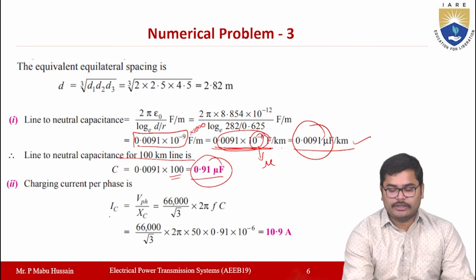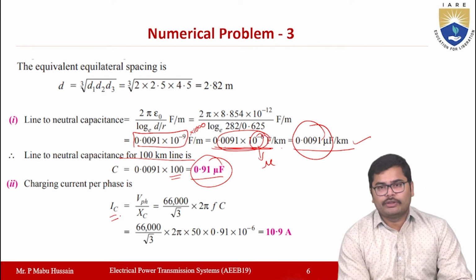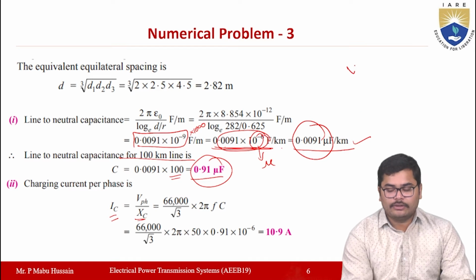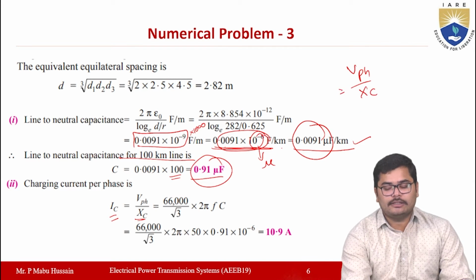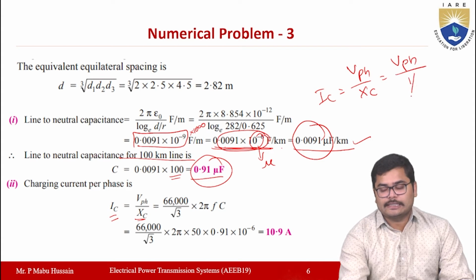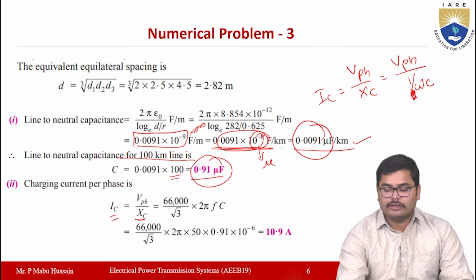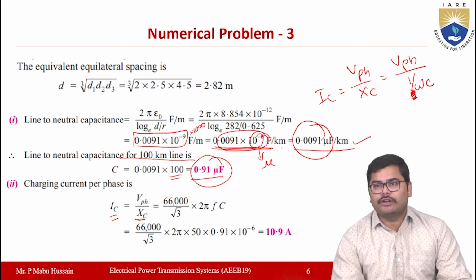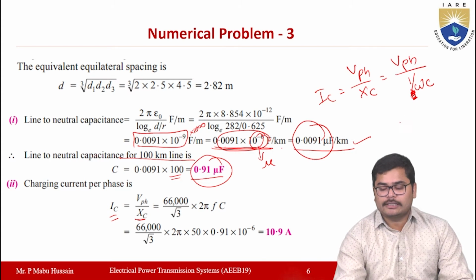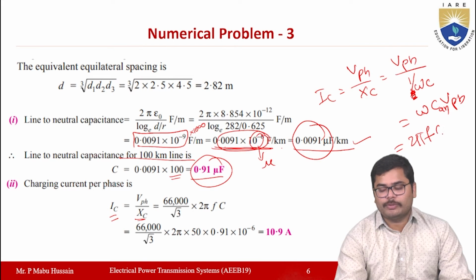So now the charging current per phase IC will be equal to V phase by XC. Okay, so V phase by XC is the charging current, right? Now XC here is nothing but 1 by j omega C, or you can simply omit the j so that you get the magnitude of IC. So 1 by omega C, so this can be written as omega C V phase. C here is nothing but the per phase capacitance, which is CAN. Omega is nothing but 2 pi f. So 2 pi f into CAN into V phase, right?